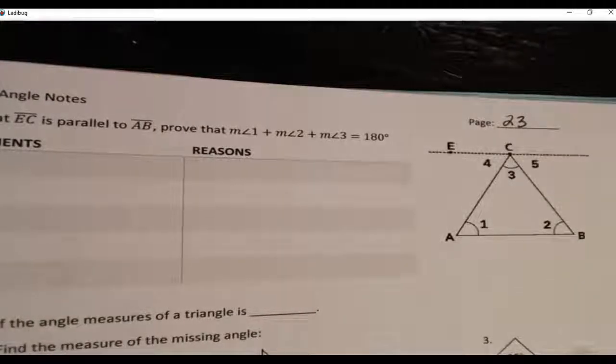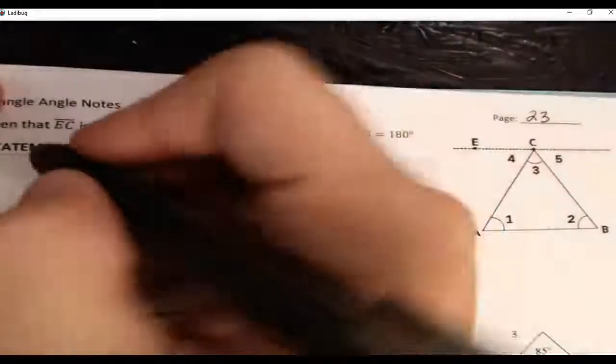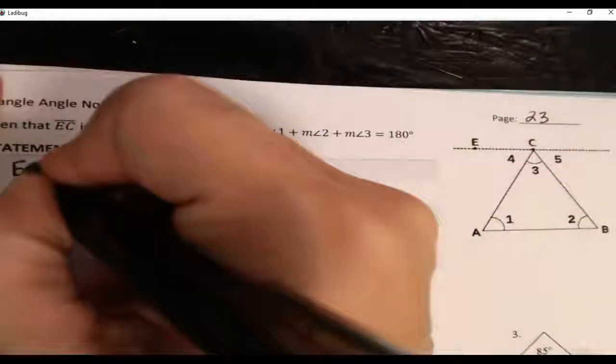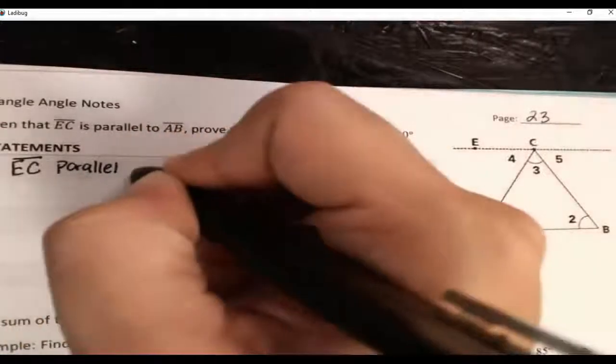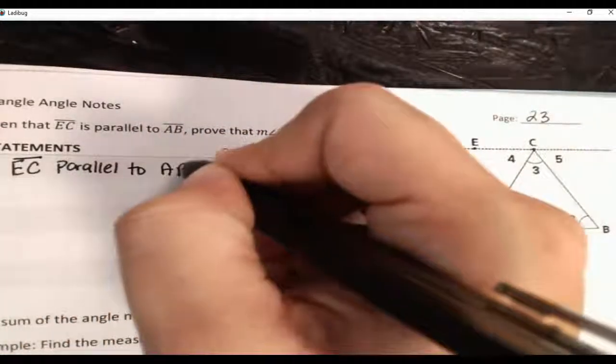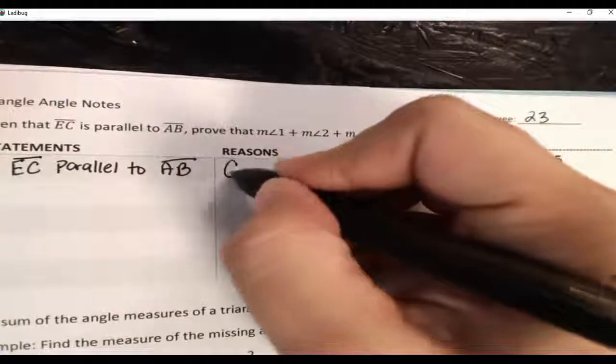So the first thing that we do is we always start with our given. So the first thing I'm going to say is EC is parallel to AB. And that's given.